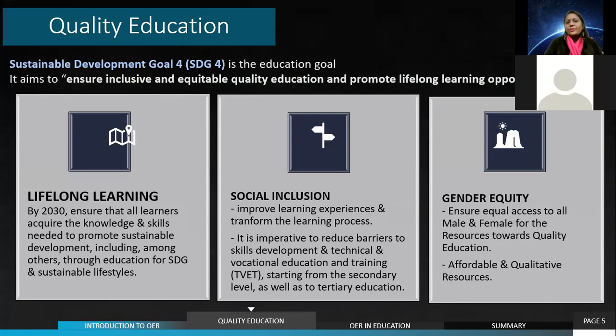By 2030, ensure that all learners acquire the knowledge and skills they need to promote sustainable development, even social inclusion. Yes, it improves the learning experiences and transforms the learning process. It's imperative to reduce barriers to skill development and technical vocational training. When I say this, I would like to quickly talk about social inclusion.